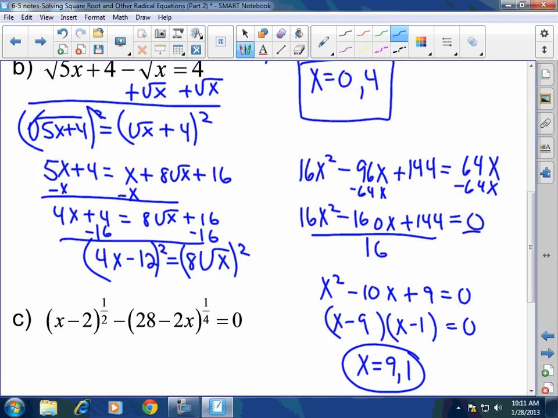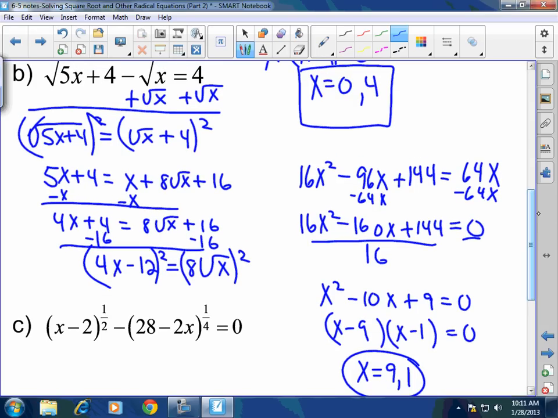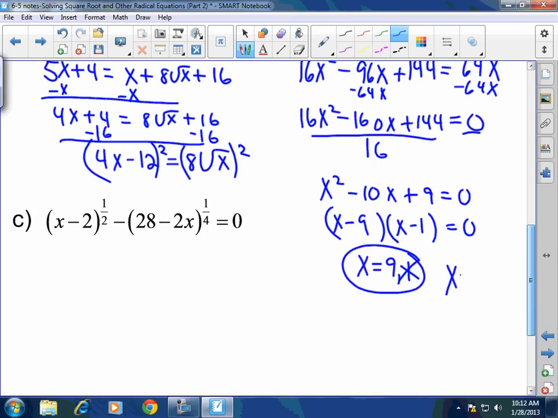And then we got to plug it in. We always got to plug it in, see if it's extraneous. So 9 times 5 is 45. 45 plus 4 is 49. Square root of 49 is 7. Okay, so I got a 7. Minus the square root of 9, so minus 3, that's 4. So 9 works. When x is 1, 5 plus 4 is 9. Square root of 9 is 3. 3 minus 1 is 2. So 1 does not work. So my only answer is x equals 9.